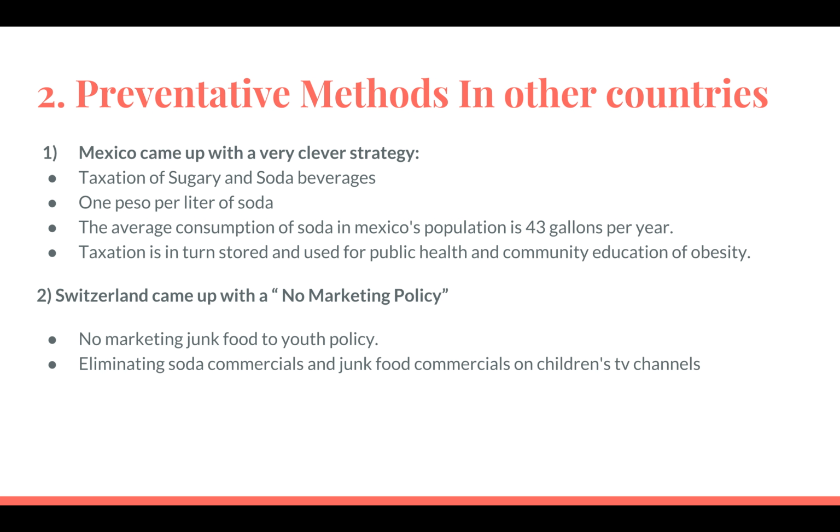Mexico came up with a clever strategy because they realized that the soda consumption in their country was going through the roof, because Mexicans started drinking 43 gallons per year, which was obviously horrible. And so they started putting a tax on sugary soda beverages. This taxation was to their benefit because they used it for public health awareness and community education on obesity. Switzerland also came up with a no marketing policy since, as I told you earlier, companies start targeting youth. There was a rule where they couldn't put commercials about sugary food or junk food or sugary beverages to youth.